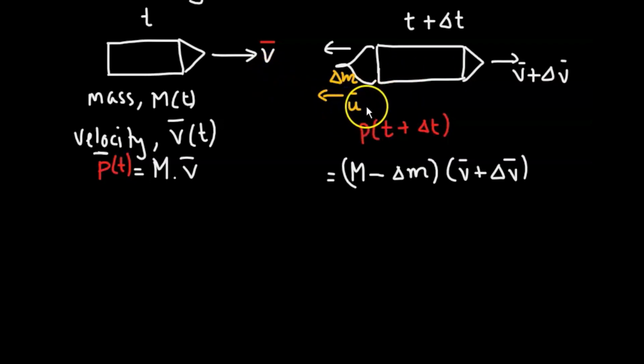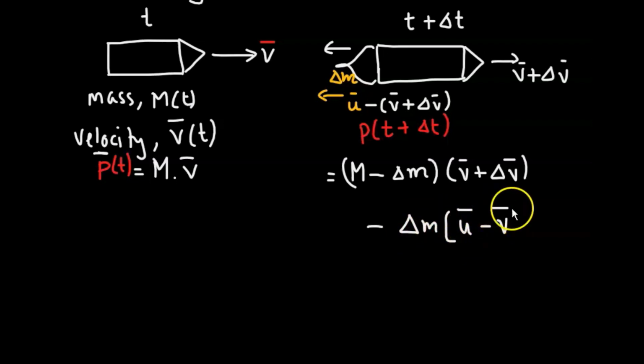So that will be u vector minus v vector plus delta v vector. That means the momentum of this particular mass, since it is in the opposite direction, we have negative delta m times u vector minus v vector minus delta v vector. Right, so we have the value for p of t plus delta t. So let us expand the expression.